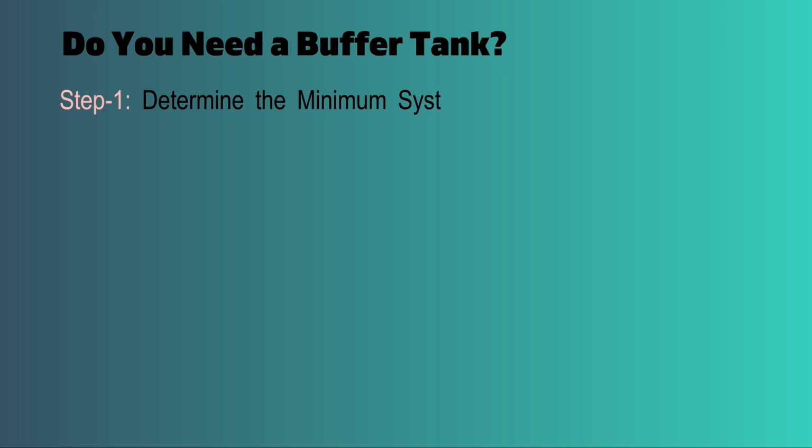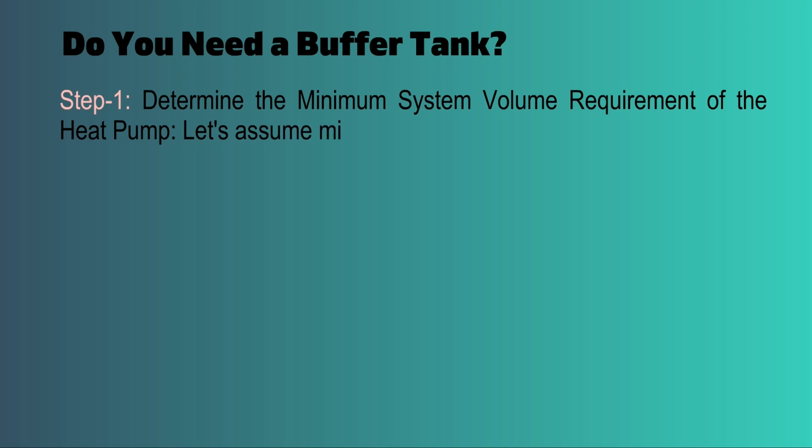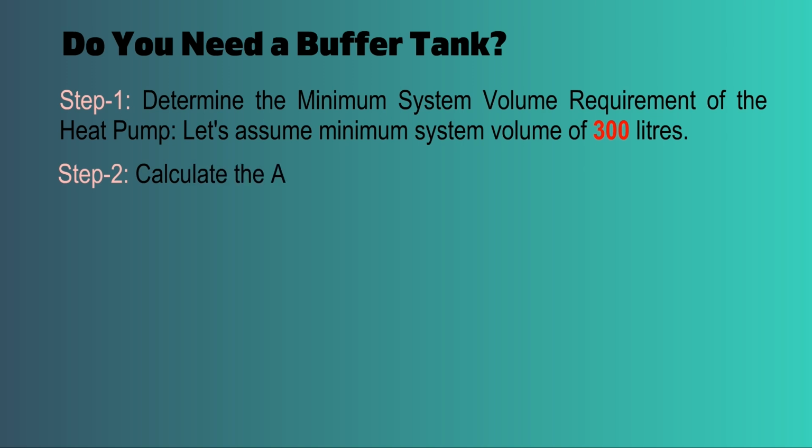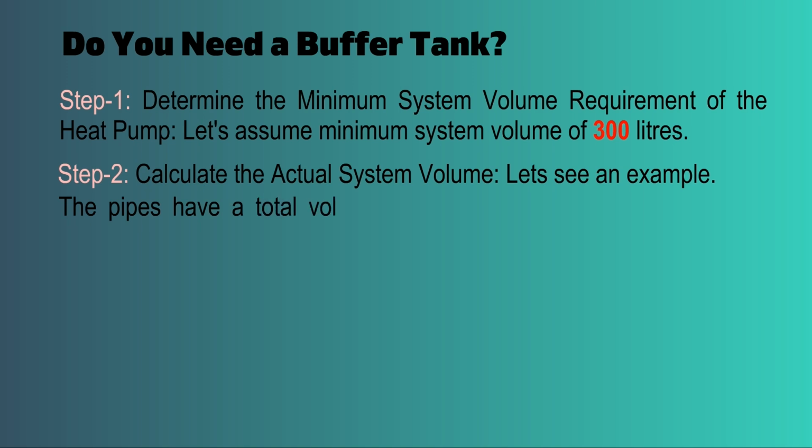So how do you understand that your system needs a buffer tank? Step 1. Determine the minimum system volume requirement of the heat pump. Let's assume the minimum system volume is 300 liters. Step 2. Calculate the actual system volume. Let's see an example. The pipes have a total volume of 70 liters.